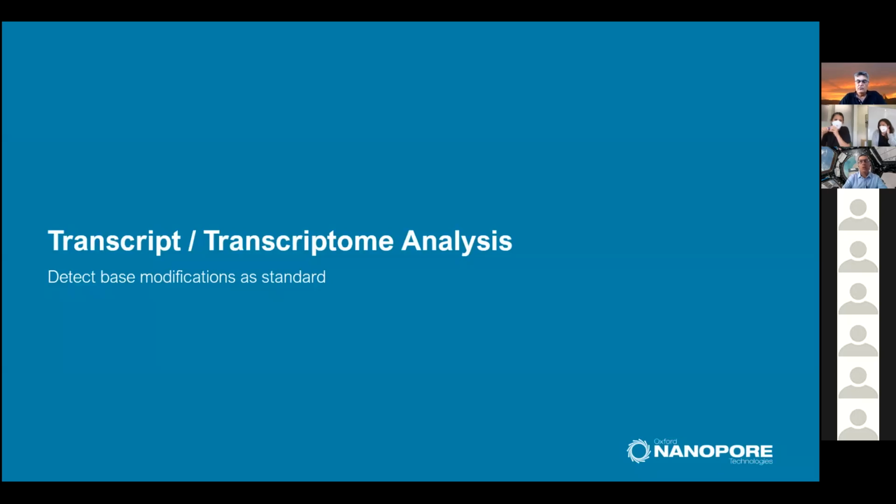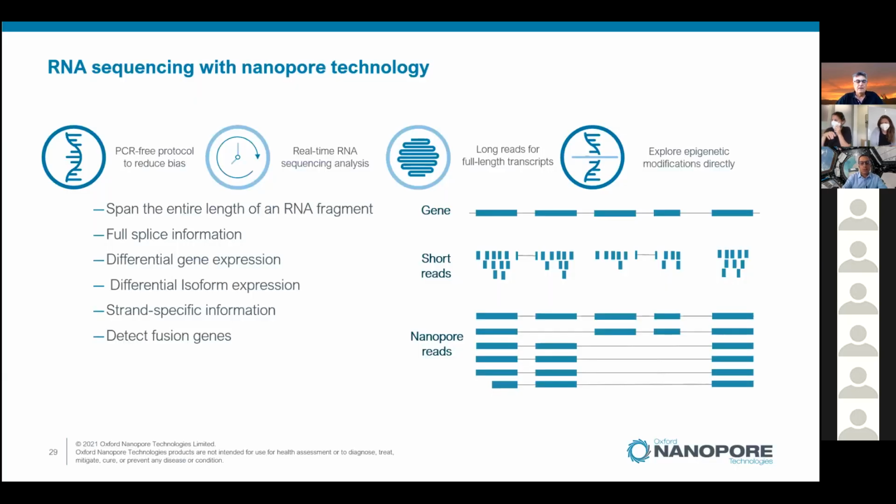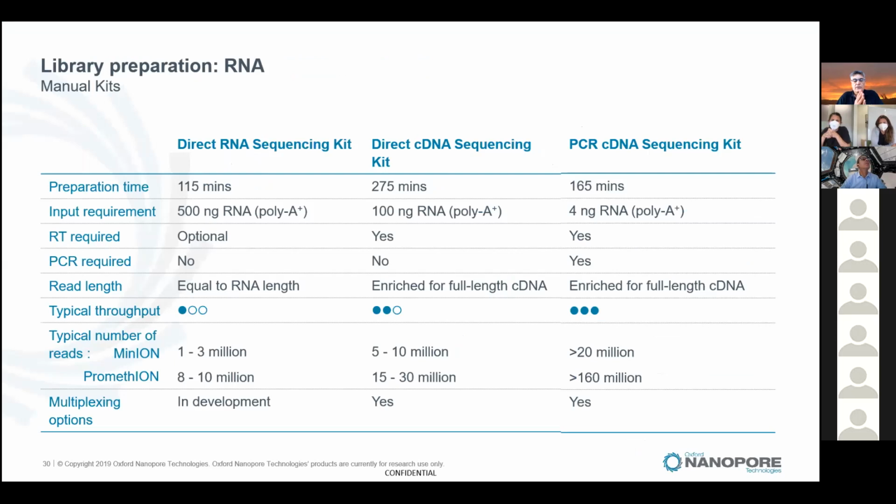So transcript and transcriptome analysis is, I guess, fully enabled within Nanopore in that we enable the sequencing of complete RNA fragments with all of our kits. And so you get full splice information that can then be looked at for differential gene expression or isoform expression. It's strand specific, and we can do things like fusion protein detection. These are the kits and some details about the kits for RNA preparation.